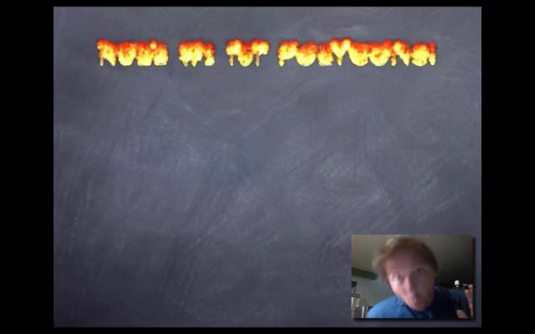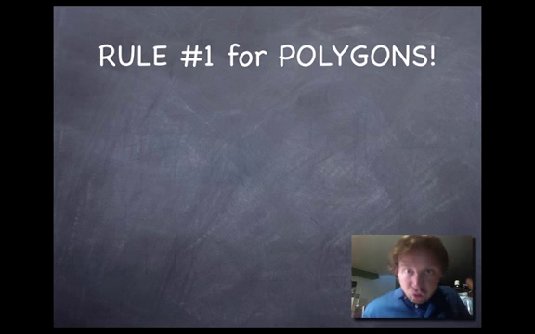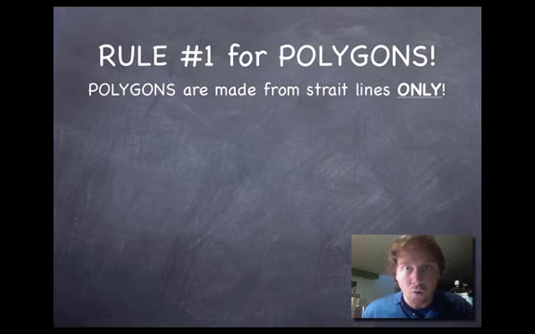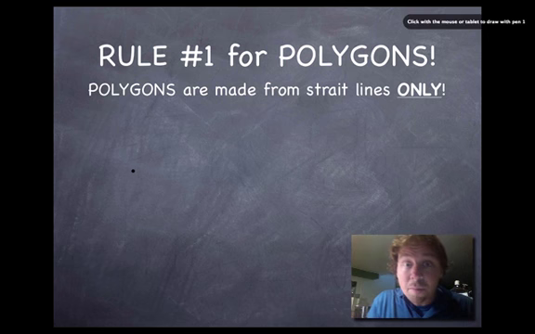Rule number 1 for polygons. They have to be made of straight lines only, okay? Polygons cannot have curved or wavy lines. Now, that doesn't mean shapes can't have curved or wavy lines, but if a shape has a curved line, it is not a polygon, okay? I'll give you a few examples of things that are not polygons.